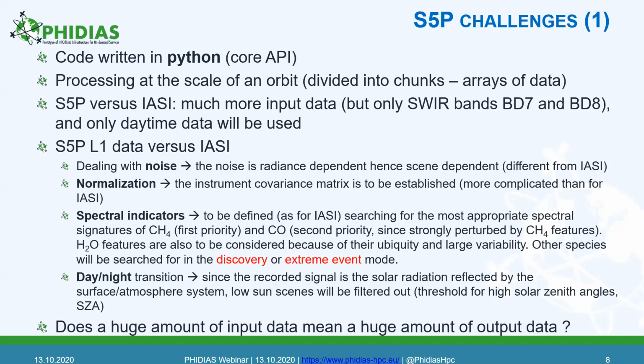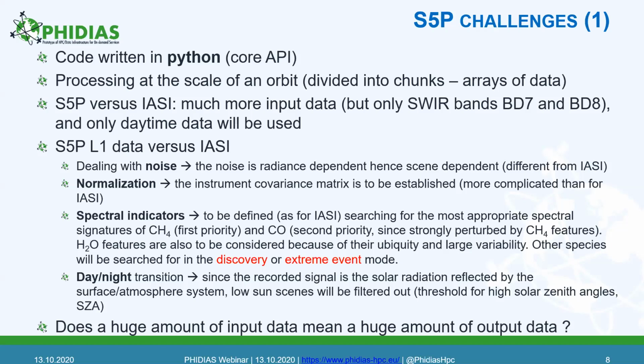A few words about the modules in pink I showed you previously. This is another difference between Sentinel-5P and IASI. For Sentinel-5P data, we have to deal with noise. The noise is radiance dependent and dependent on the sensor. So it's very different from IASI. We have to normalize the spectrum, so the instrument covariance matrix has to be established. It's more complicated than for IASI. We have to define a spectral indicator in the shortwave infrared.